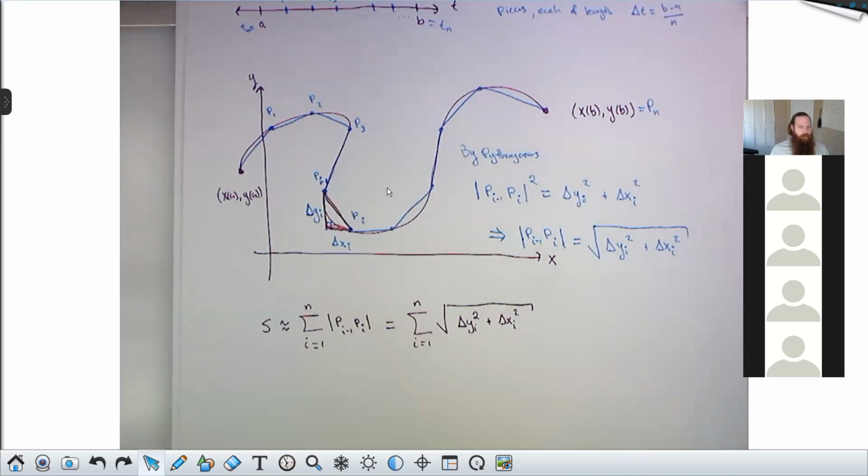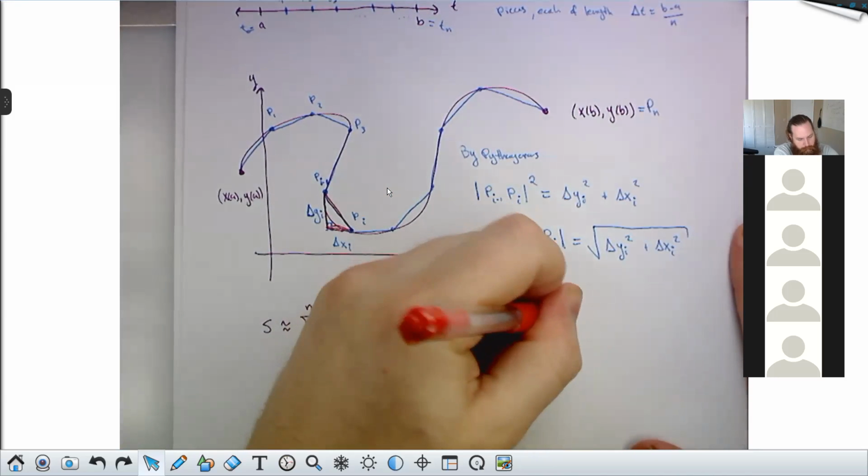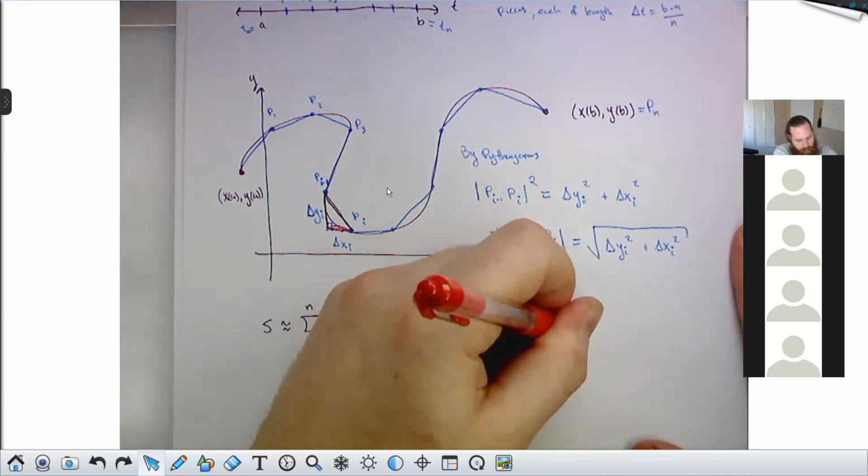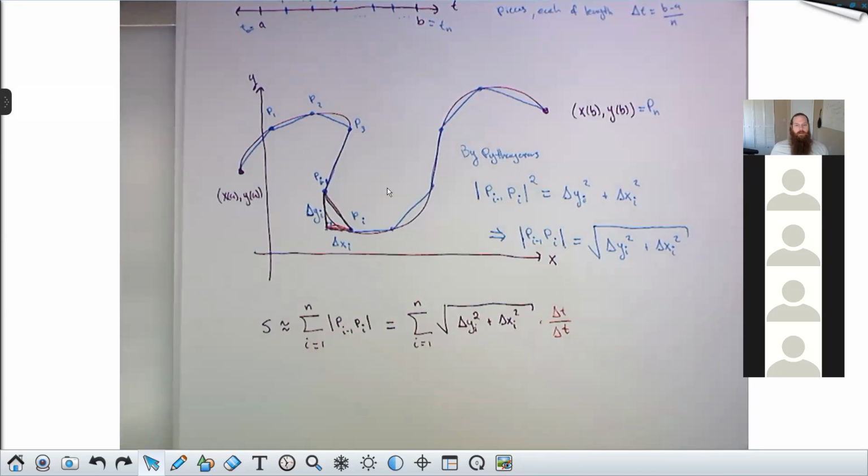And now I'm going to do something very sneaky, like we did before. I'm going to multiply by delta t over delta t. Nobody can stop me from doing that. I'm just multiplying by 1. Delta t is a positive finite quantity. I can multiply and divide by it. It's not 0. It's not infinity. And then the one from the bottom, I'm going to treat like the square root of delta t squared.